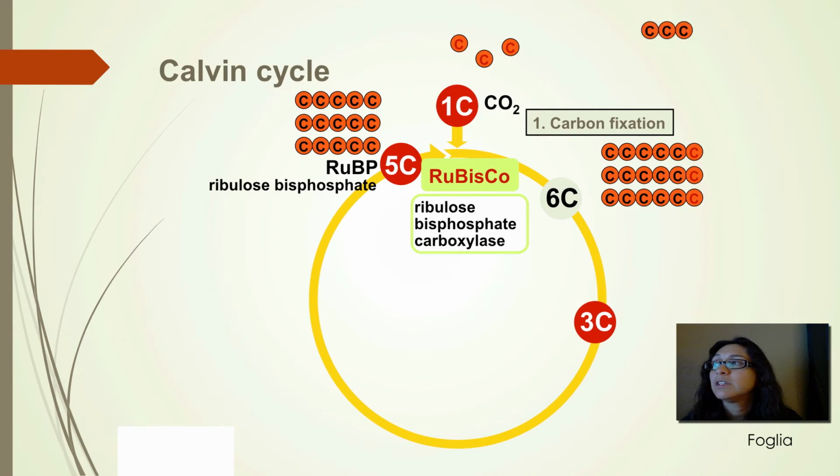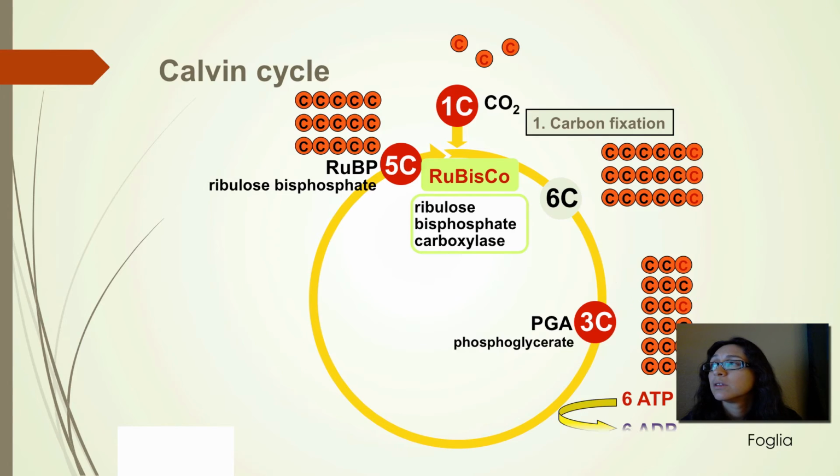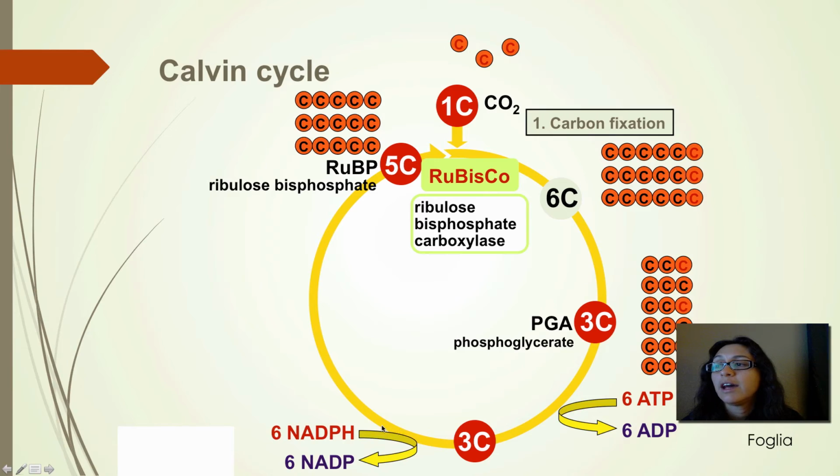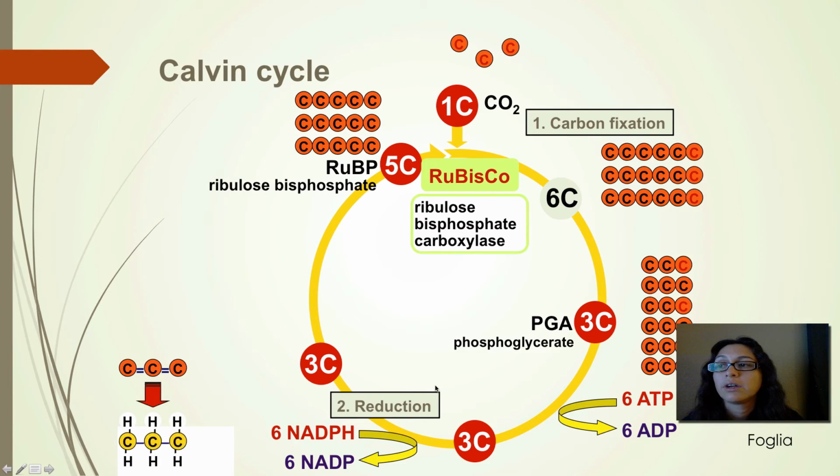And that's our carbon fixation. There's our PGA. The 6-carbon intermediate splits into the PGA. Then we add 6 ATP to phosphorylate the PGA. After phosphorylating it, we reduce it by adding the 6 NADPH. That gets us into our reduction and our formation of the G3P. We make 6 G3P.